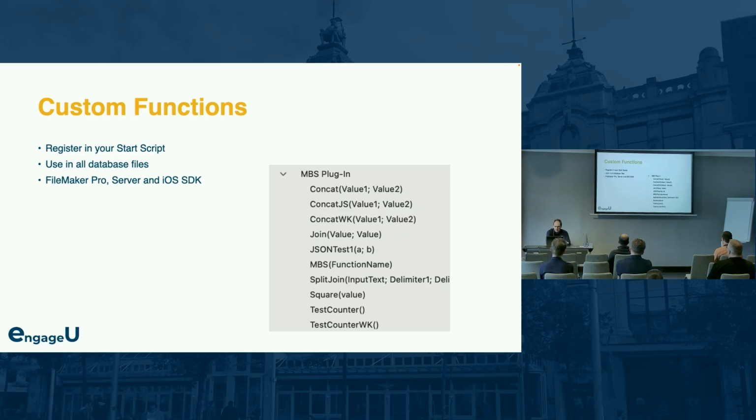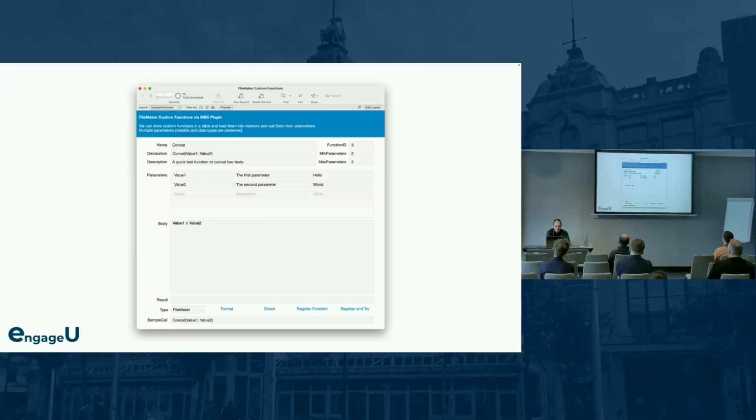On Pro, Server, and iOS SDK, you can have a variable number of parameters, and your implementation of the function can be either in FileMaker or in JavaScript code. So you can make functions with JavaScript, and you can decide whether you like to use the duct tape engine or the one from WebKit.